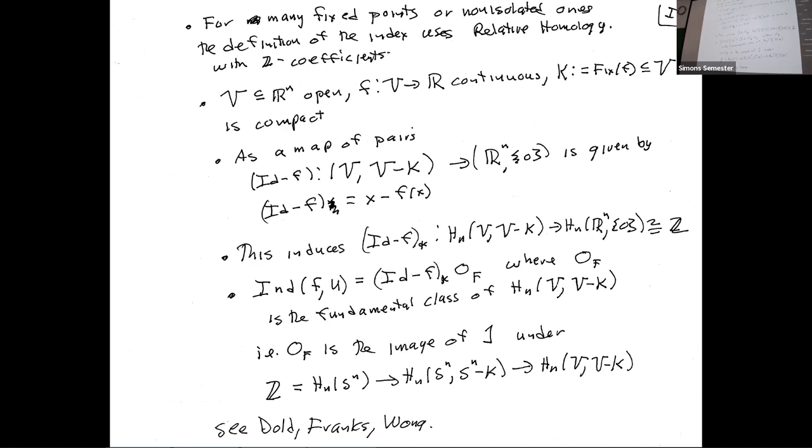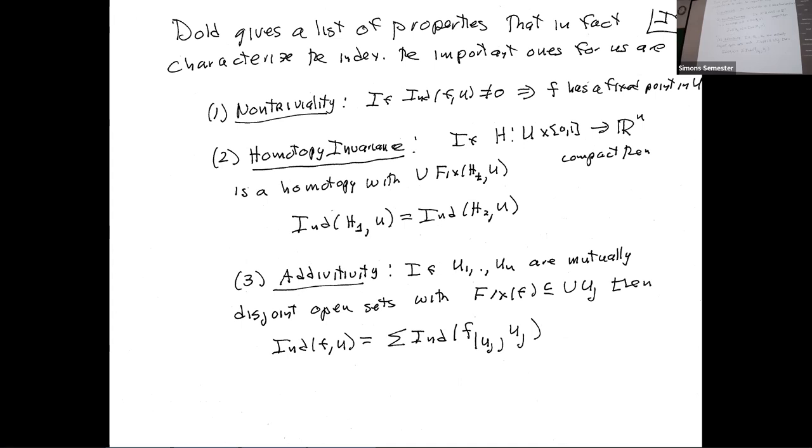It's fairly standard algebraic topology, but it's not terribly relevant. Well, it's relevant that it exists, but we don't need to get into its details. So the index has lots of nice properties, and let me just emphasize a few. Dold made a list of them, which characterize the index. The most important ones for us: if the index is not 0, there's a fixed point.